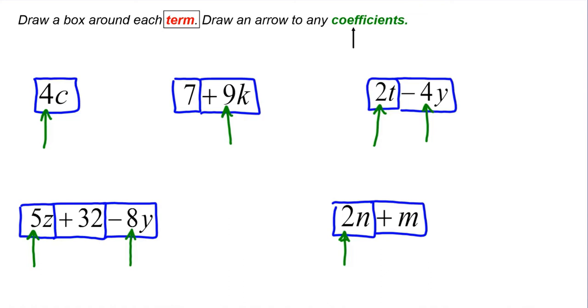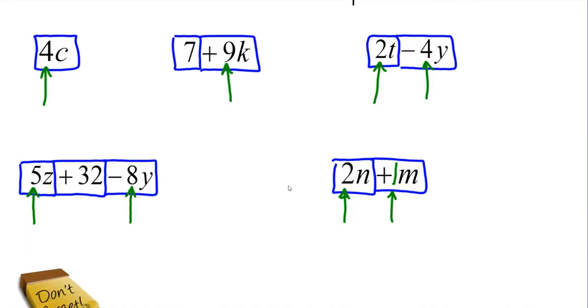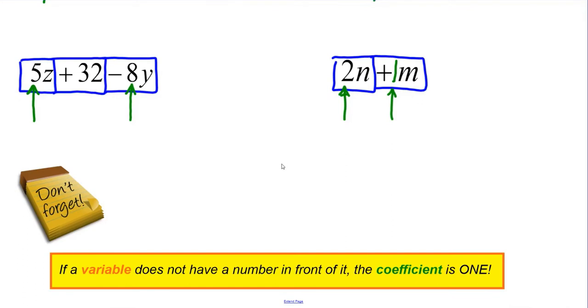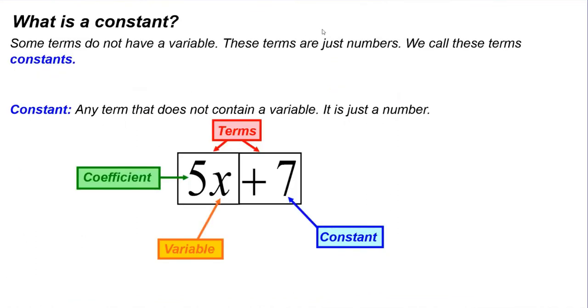But there is actually a coefficient here. It's just kind of invisible. There is a 1 in front of that m. It's 1m. We just don't put the 1 there when there's only one m. So 1 is the coefficient there, and that is something that we need to remember. So don't forget, if a variable does not have a number in front of it, the coefficient is 1. Every variable has a coefficient, and if there's not a number there, the coefficient is 1. So that's coefficients. Next, what is a constant?